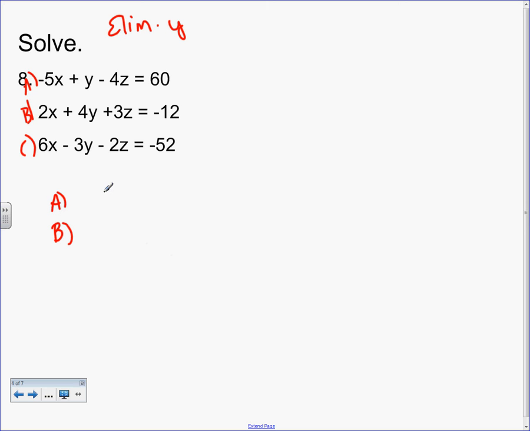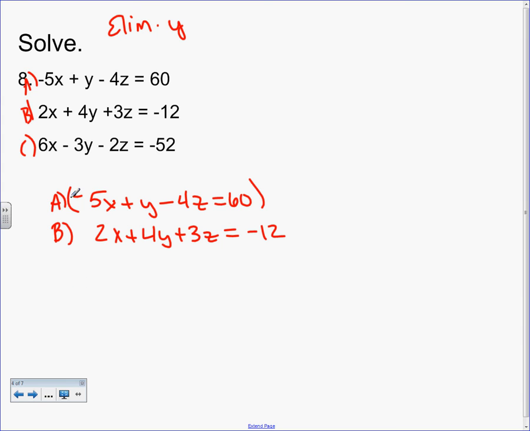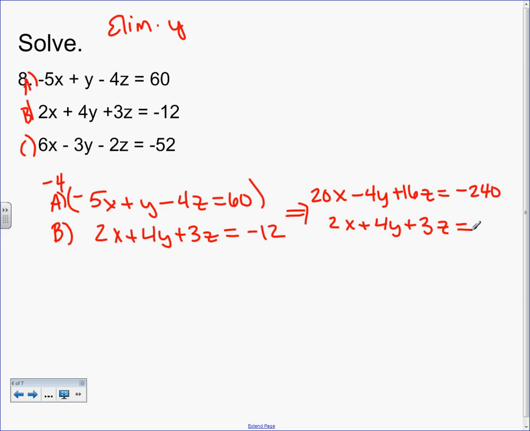So literally, just rewrite them. Negative 5x plus y minus 4z equals 60. And 2x plus 4y plus 3z equals negative 12. What do we want to multiply the top one by? I would do negative 4, right? So we can add later. So help me out. What do I get? 20x minus 4y plus 16z. Very good. Negative 240, right? And then 2x plus 4y plus 3z equals negative 12 still.